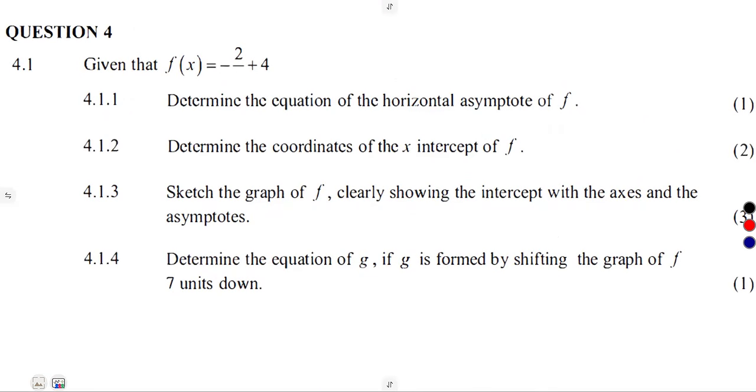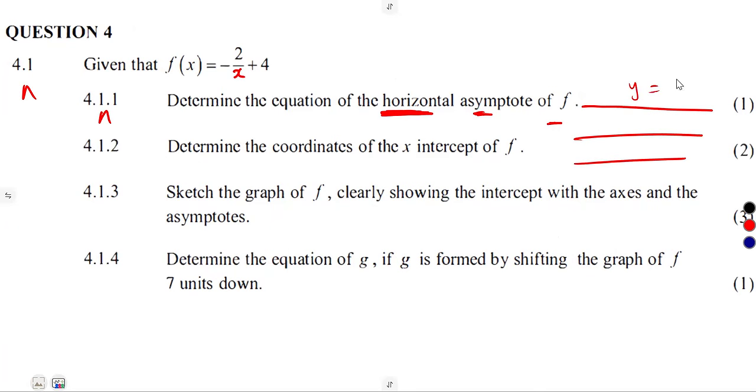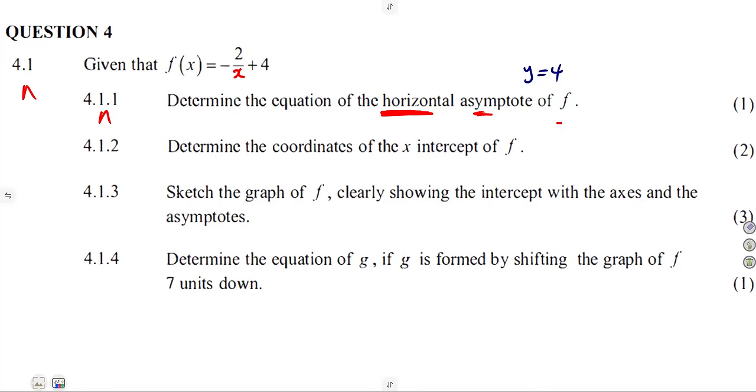All right, question number 4 we are given. f of x is given as -2 over x plus 4, which is actually our hyperbola. Then we are asked to determine the equation of the asymptote of f. The horizontal, remember horizontal lines are the lines of y is equal to what? This is part of the asymptote. So y is equal to 4. If it was the vertical, it's on the x. X will be equal to 0. All right. Anyways, let's move on to another part.